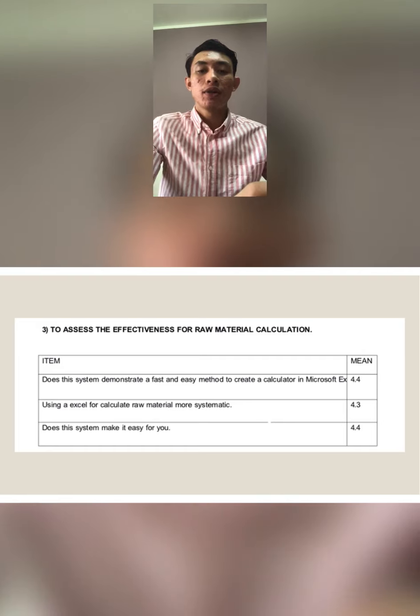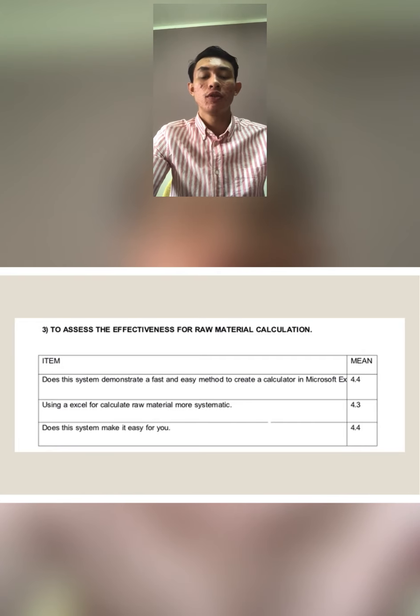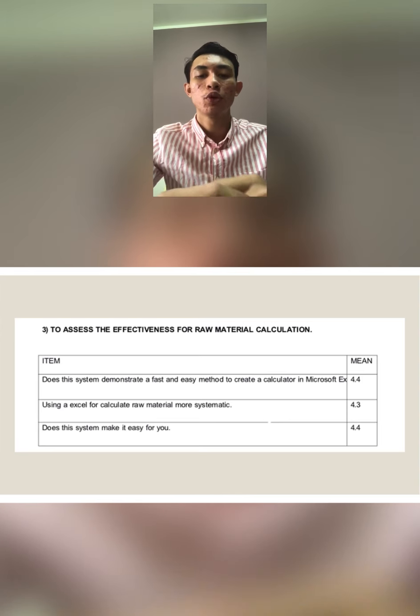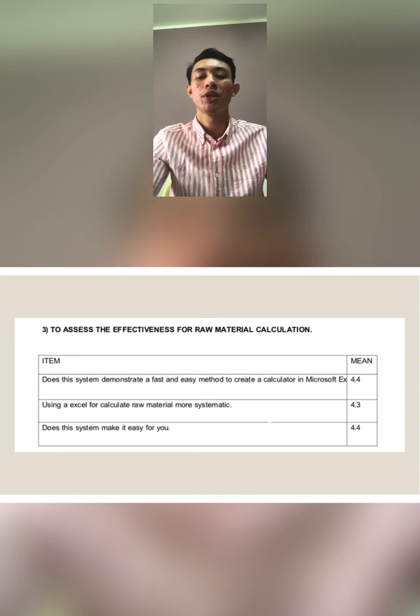The last graph is to assess the effectiveness of raw material calculation. Based on the third objective, the highest mean recorded a total of 4.4 for this system demonstrating a fast and easy method to create a calculator in Microsoft Excel, while the lowest mean is using Excel to calculate raw material more systematically. The respondents also believe that this system makes it easy for them. Overall, the respondents approved the effectiveness of raw material calculation because it's more systematic to use.